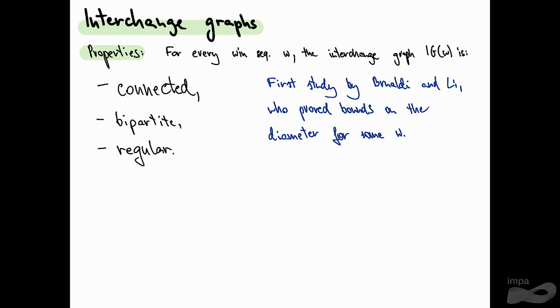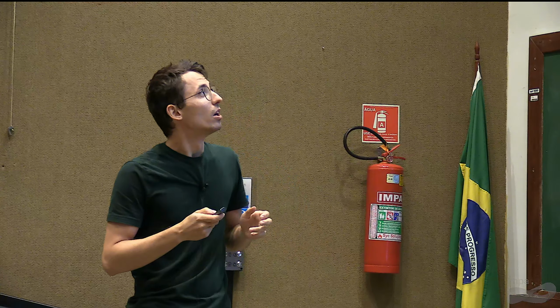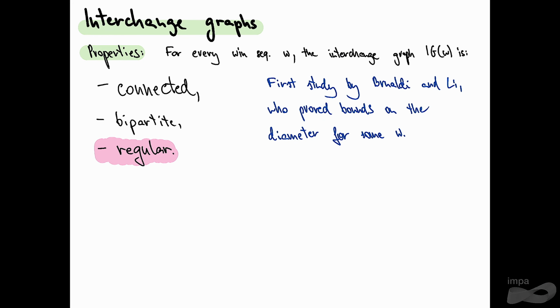These graphs were apparently first formally studied by Brualdi and Li, and they proved some bounds on the diameter of these interchange graphs. The proof of regularity of this graph is actually not hard. It's a cute one-liner, so I'll show you. In square brackets, I will denote, for a fixed tournament, the number of cyclic triangles in this tournament.